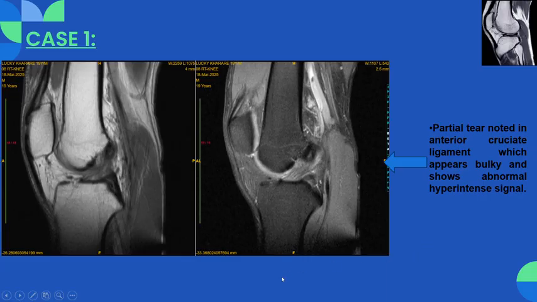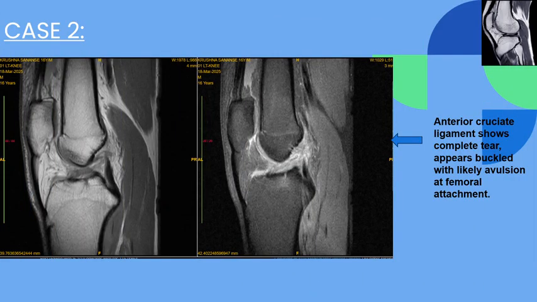Case one is a 19-year-old male who came to our hospital with pain and swelling over the right knee since 15 days, after which an MRI of the knee joint was done, which showed a partial tear in the anterior cruciate ligament, and it appears bulky, showing abnormal hyperintense signal.